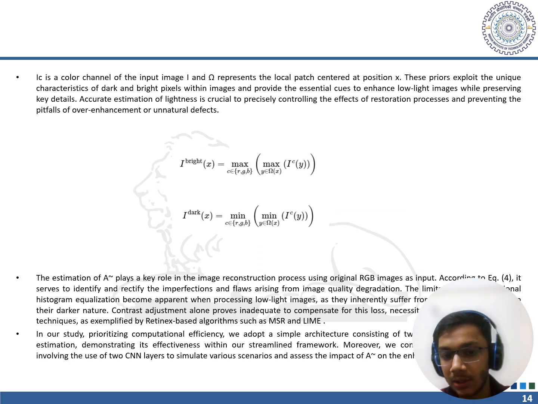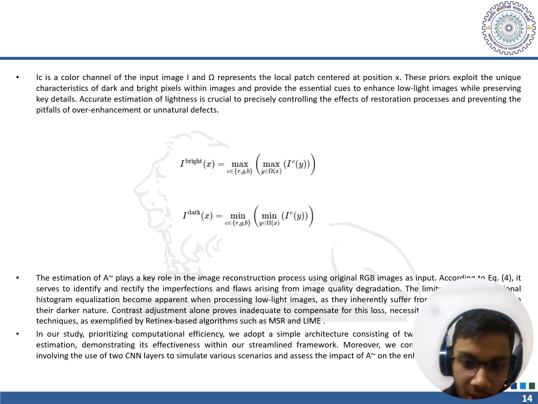Let's now go a little deeper into the discussion about this model. Here I have written two equations, I bright and I dark. These basically represent the brightest and the dullest point present in the image of any color. Basically, C represents any color: green, red, or blue. This is also called the channel prior property of this model.